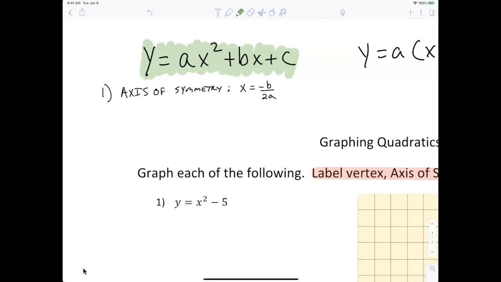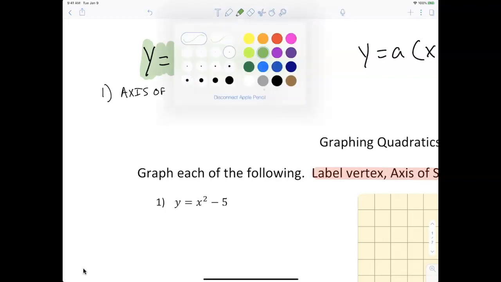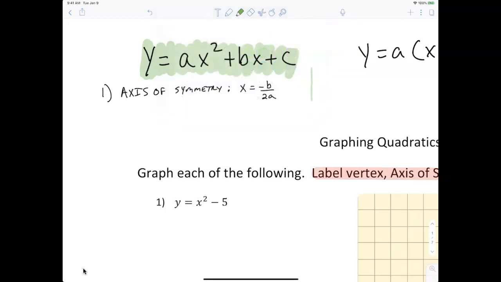Remember, the axis of symmetry is just a vertical line to which the parabola is symmetric. So what does that mean? If this is the right side, then the left side will look something like this. So that's the equation of the axis of symmetry.